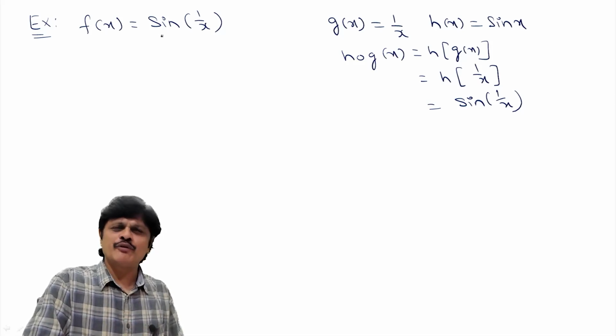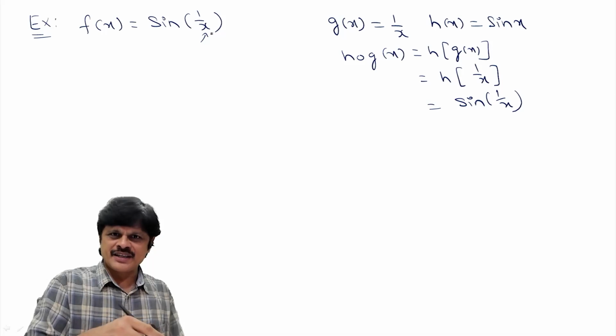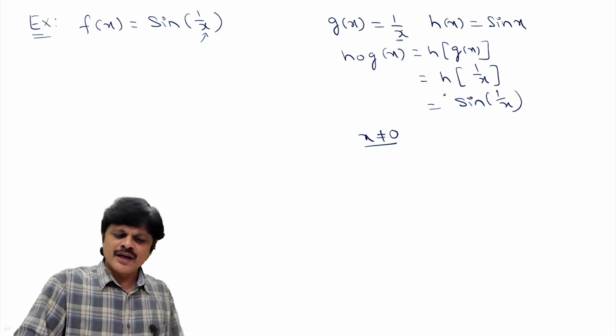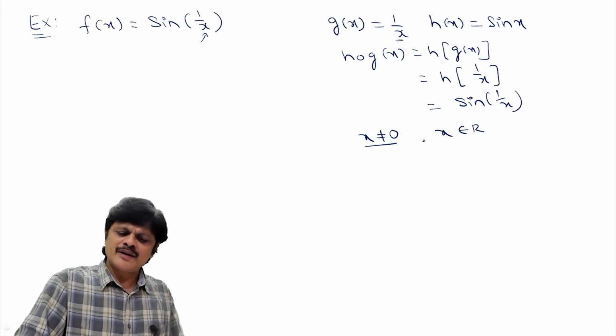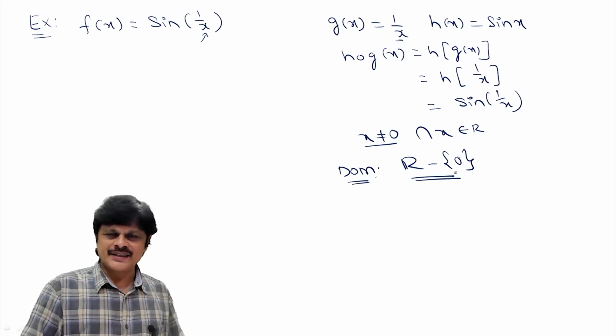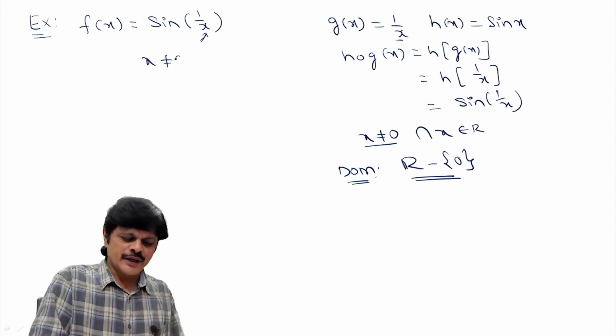Generally sine is a very good function, so they feel the domain is all x. But you need to consider the inner function. So here, when you see 1 by x, the domain should not include 0. But for sine, x can be any real number. So when you take the intersection, 0 will be removed. So R minus 0 will be your domain for this. We need to understand that. Am I clear? Sine 1 by x is not defined for x equal to 0. So x should not be 0. That is the domain. You can write it like this, or you can say R minus 0.